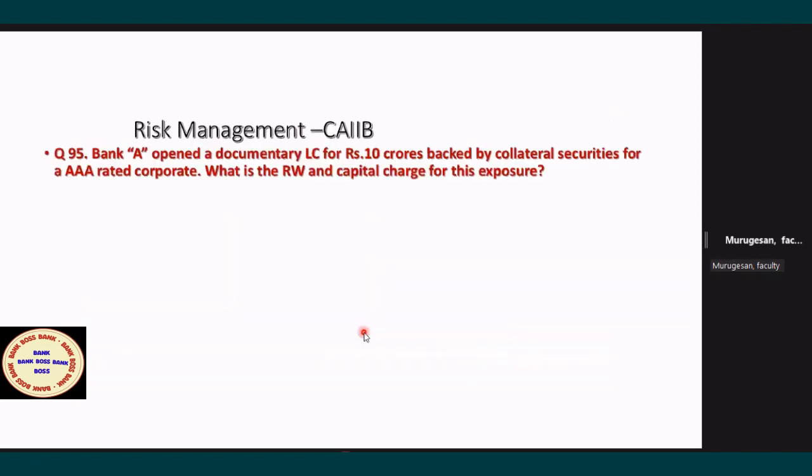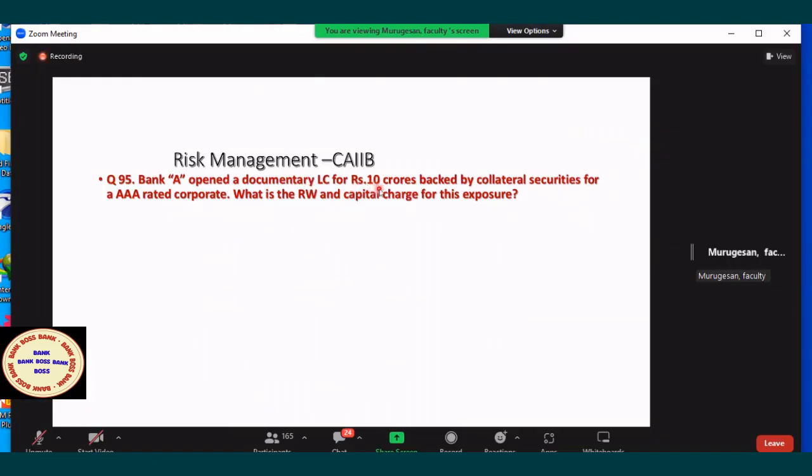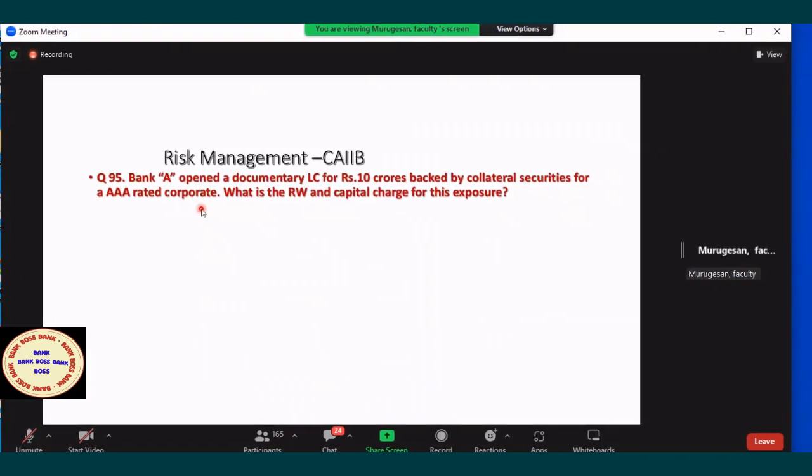Now 95. The same way we have already done. But anyhow, are you still remembering one test? Bank A opened a documentary LC, 10 crore. Suddenly they will ask one question like this. Bank opened a documentary LC 10 crore backed by collateral security for a AAA rated corporate. What is the risk weight? What is the capital charge? Similar question you have done.